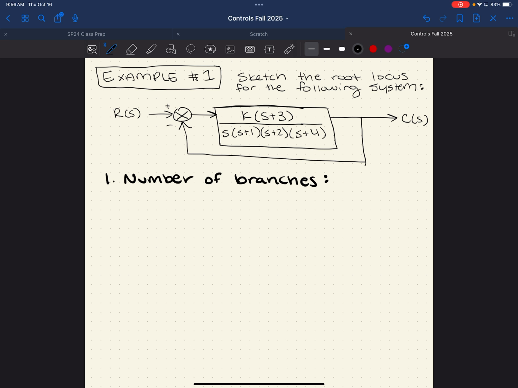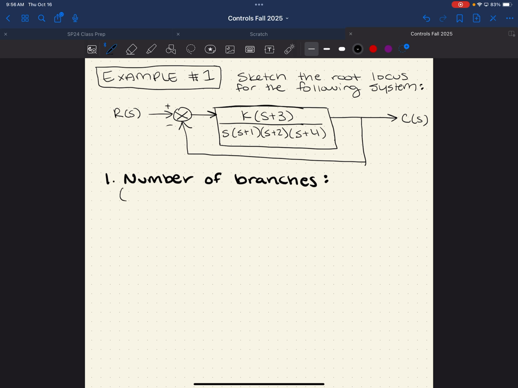Here we're going to do example 1: sketch the root locus for the following system. I've got just a forward gain G, which is k times (s plus 3) over s times (s plus 1) times (s plus 2) plus s times (s plus 4). So let's go rule by rule and see what we can figure out about our root locus. I always like to start with number 1. Seems like a good place to start. How many branches do you think that we have?